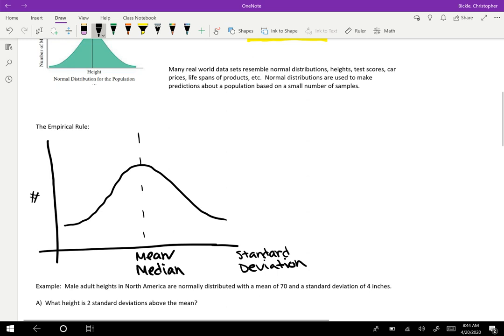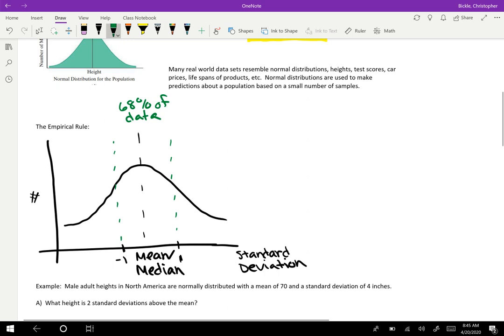Standard deviation was that thing that we went through and we found in the last lesson. Standard deviation told you how spread out your data was from the mean. So if we go one standard deviation to the right, and one standard deviation to the left, our graph is going to go from here to here. From one standard deviation below to one standard deviation above the mean, 68% of your data samples will fall. So 68% of my samples are going to be within 1 standard deviation of the mean.